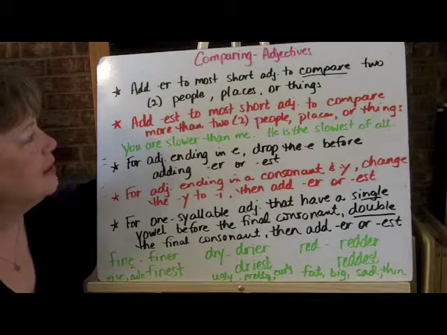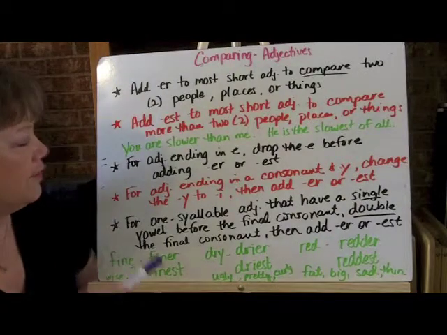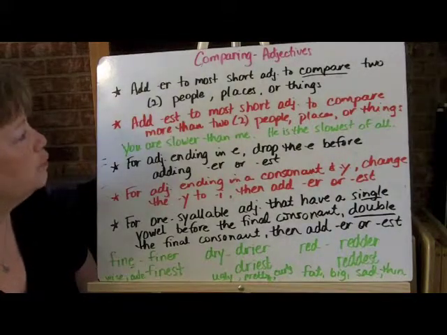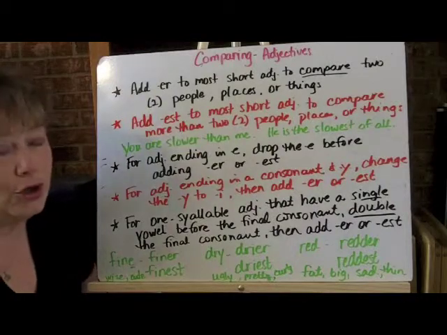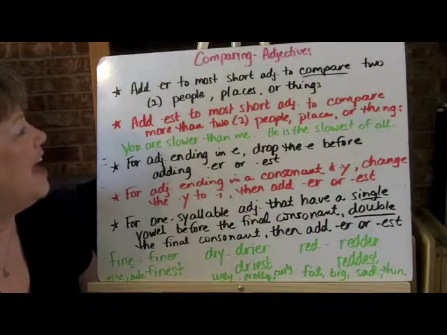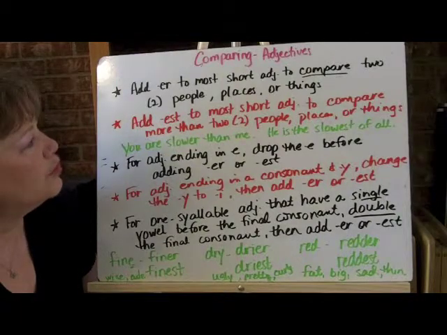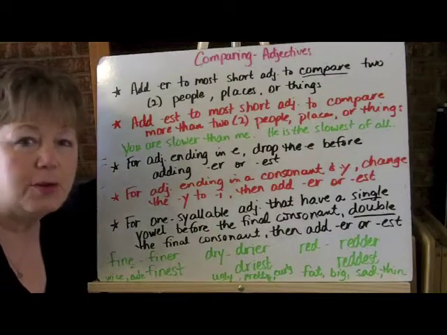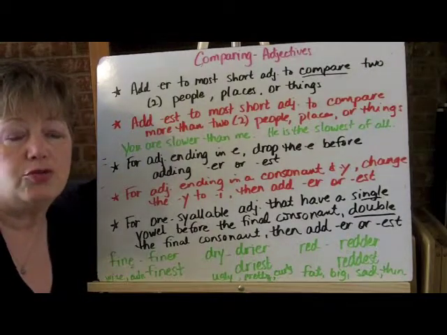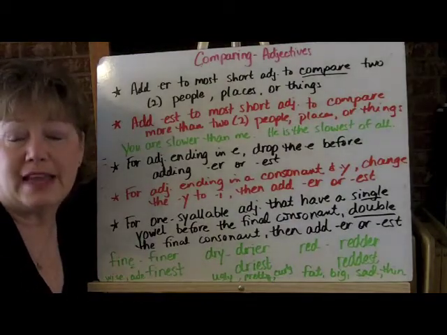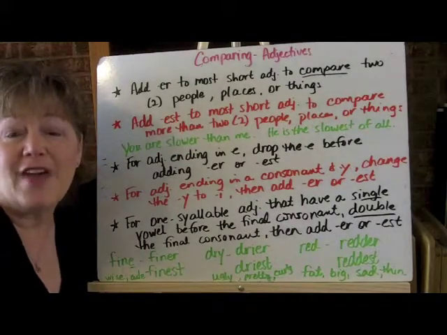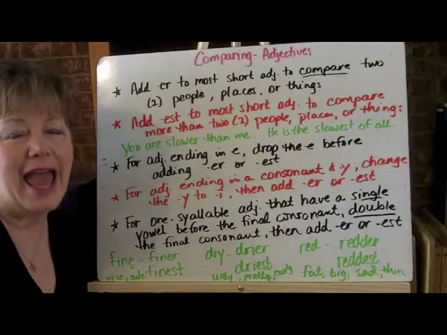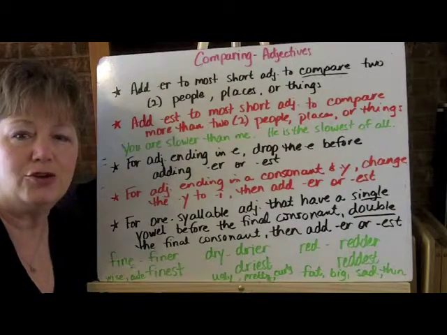But I also now want you to see, when you compare adjectives, there are a few rules that you need to have solid under your belt. The first rule is one you probably are very familiar with. You add ER to most short adjectives to compare two people, places, or things. So if you're comparing only two things, you add ER. So for example, if I said, you are faster than your brother as you run the track, then that would be adding ER. I'm comparing you and your brother.